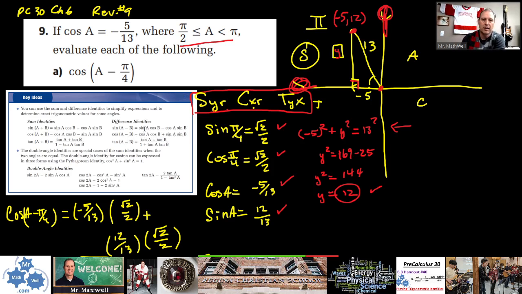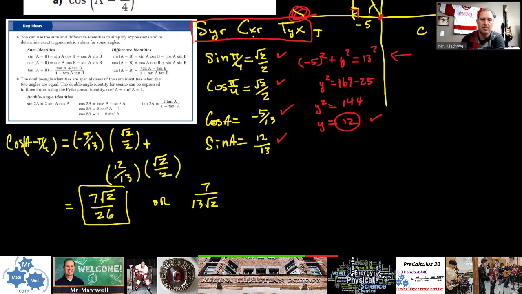So cos of A minus pi over 4 is actually the same as cos of A times cos of B plus sine of A times sine of B. And when that's all said and done, you should get an answer like this, 7 root 2 over 26, as an exact answer. Now, if you had 7 over 13 root 2, that's okay. Ideally, we don't have radicals in the denominator. Technically, it's not simplified. So this would be your simplified version, 7 root 2 over 26.